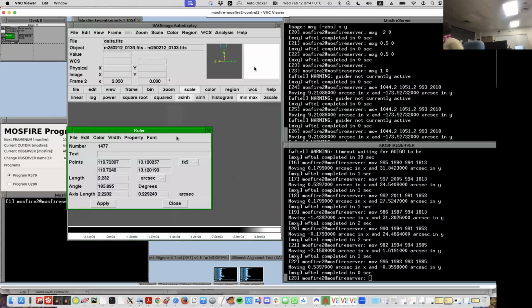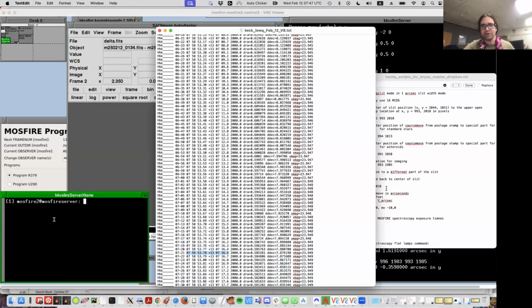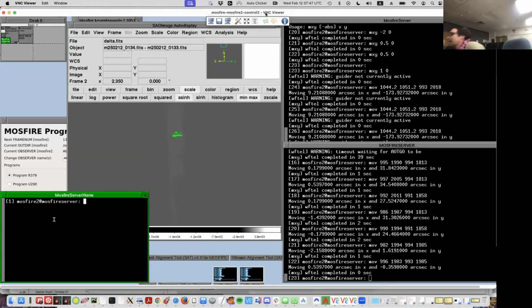So that looks like 2 arc seconds. Okay. So now I have to do the very, very tricky command here because you're not sure which direction it's going to go. MXY. So we use MXY, Y arc seconds, X arc seconds. So we're going to use MXY and we're going to say 2 arc seconds, 0. Let's see what happens. Okay, it looks like it worked.